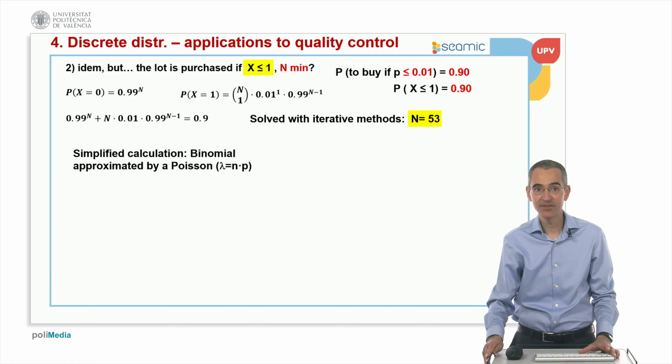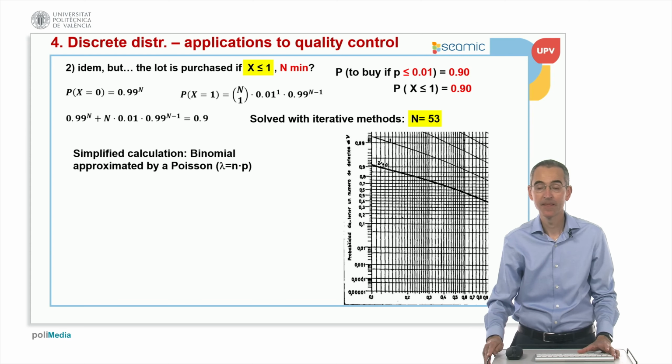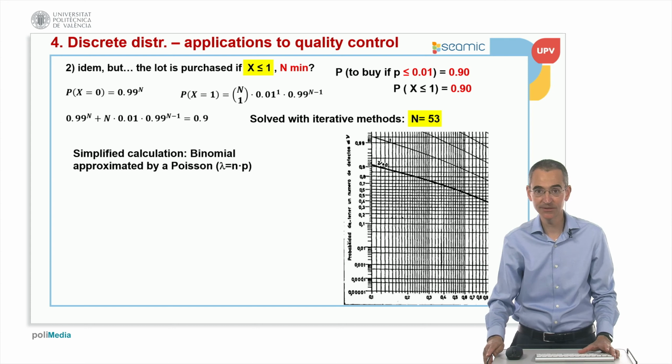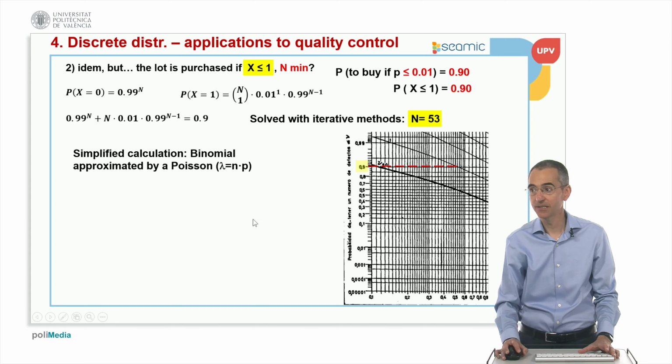The mean or the average of a Poisson is lambda, and the average of a binomial is n multiplied by p. So the lambda of the Poisson will be n multiplied by p. This is a part of the abacus of Poisson, and then we have this condition: the value of the probability, which is 0.9. This is what we put here.